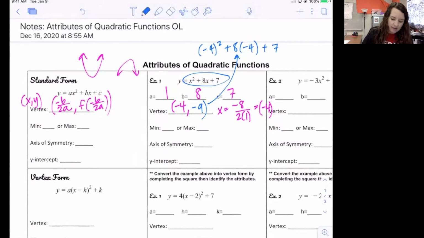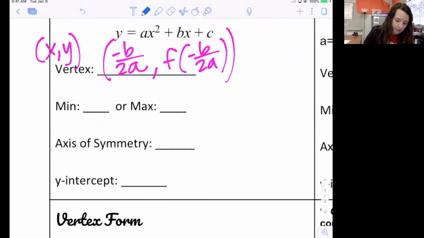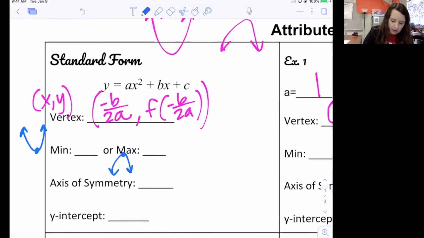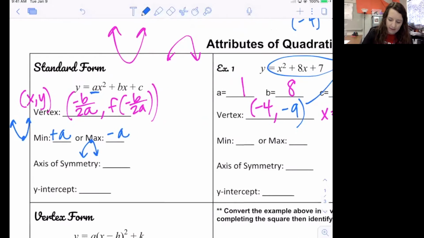When we're determining if it has a minimum or a maximum, remember minimum is where it has an absolute low value, just like absolute value, and it opens up. Maximum is where it has an absolute high value, the maximum, and it opens downward. Just like when we did absolute value, we're looking at the a value. If it has a positive a value, it's going to open upward, and if it has a negative a value, it's going to open downward. This one had a positive a value, so it's going to have a minimum. It's going to open up.